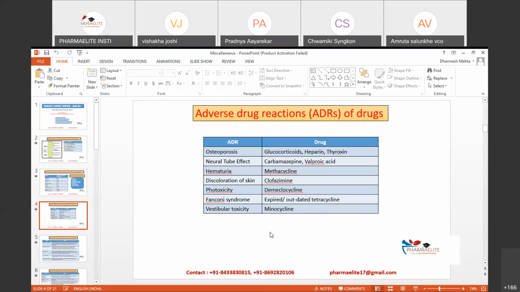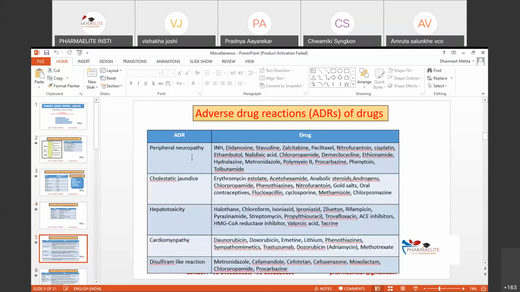Abhi tak pharmacology mein jab ADR padh rahe the, drug specific ADR padh rahe the. Ab kya padhte the? Minocycline se vestibular toxicity hota. Heparin se osteoporosis hota hai, from thyroxine ADR is osteoporosis. For glucocorticoids, your ADR is osteoporosis. What we have done is we have compiled drugs which have the same ADR. Hepatotoxicity bola. So hepatotoxicity is being caused by which all drugs?